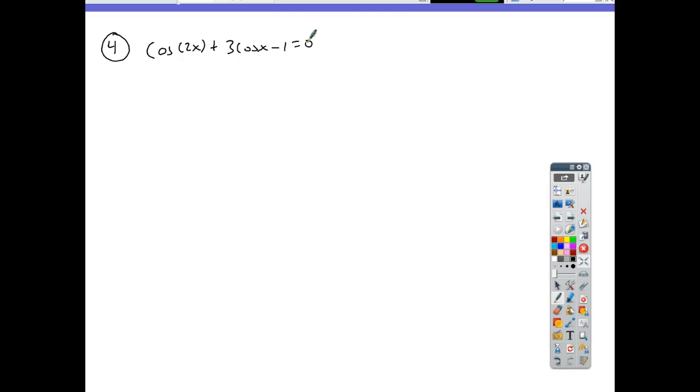So that's cosine squared x minus sine squared x. That's an identity. It's on your formula sheet. You can just look that up. You didn't have to memorize it or anything.